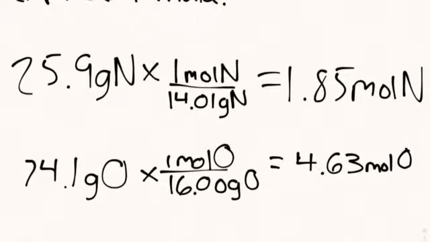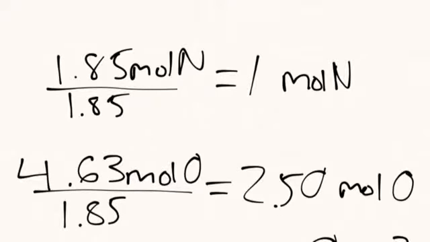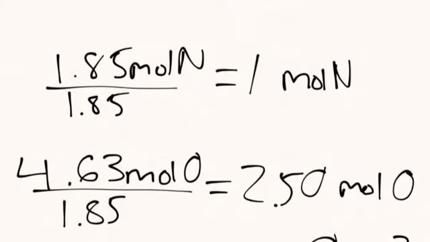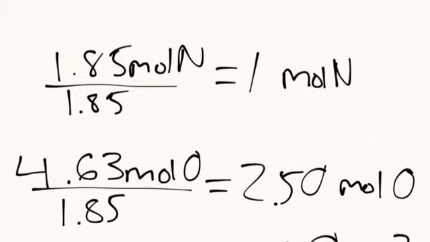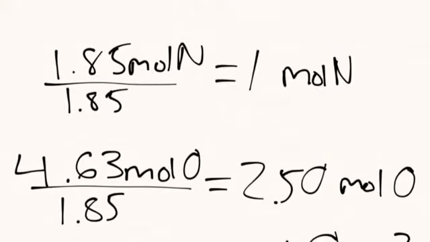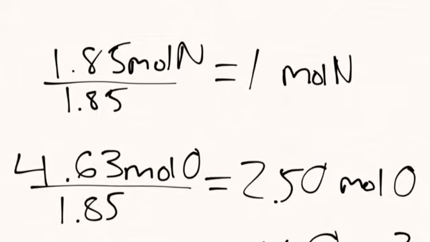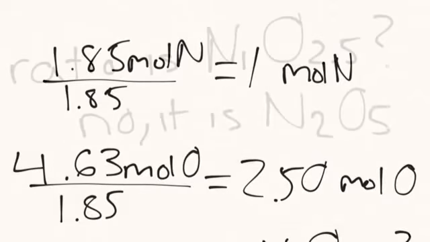In each equation, the grams of nitrogen and oxygen cancel out. In this type of equation, you take the smaller number of moles and divide it by each set of moles. So you divide 1.85 moles of nitrogen by 1.85 and get 1. Then you divide 4.63 moles of oxygen by 1.85 and get 2.50 moles of oxygen.